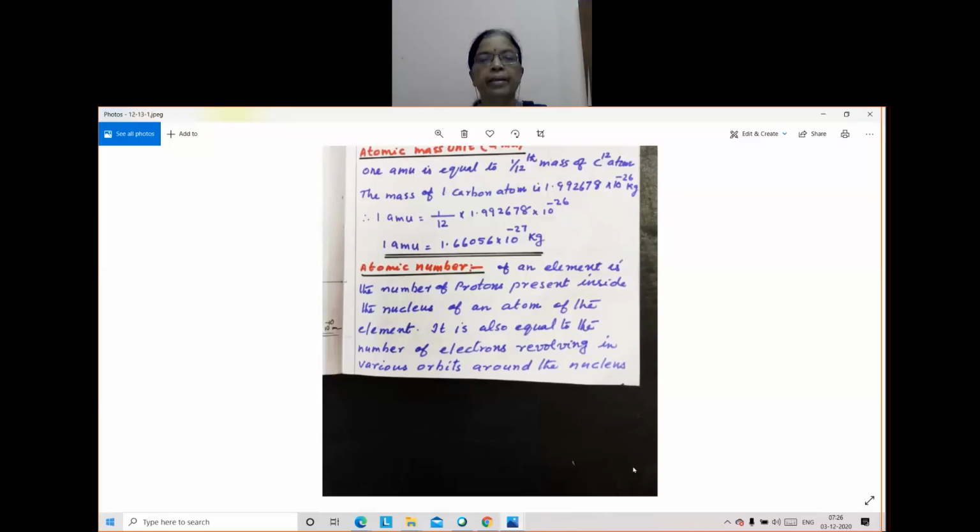Okay. So atomic number means number of protons, which is also equal to number of electrons. That is atomic number. Then another question, what is mass number? Neelima, what is mass number? Mass number?